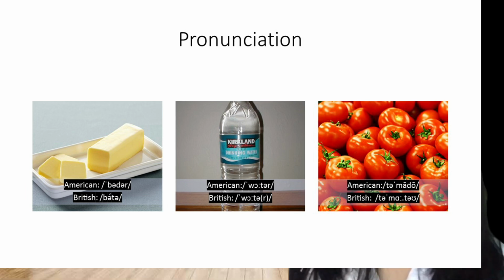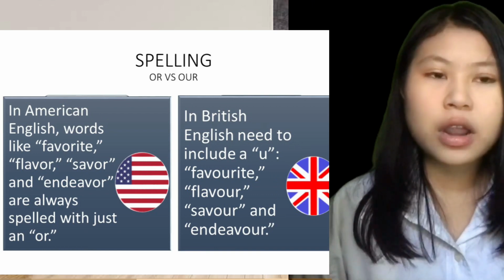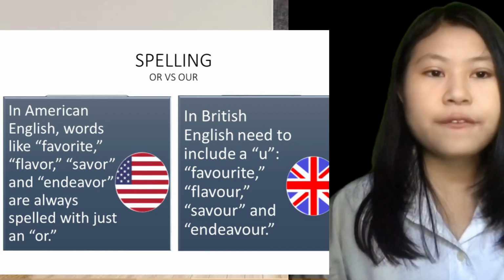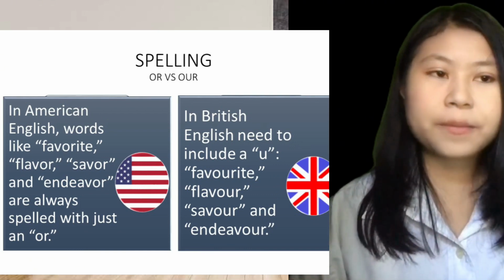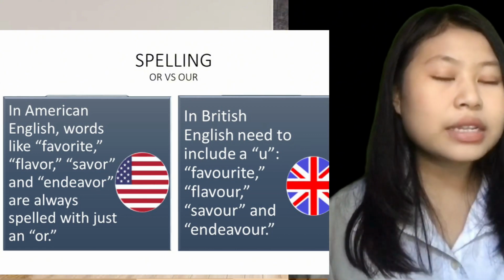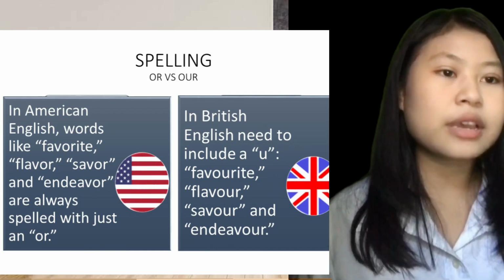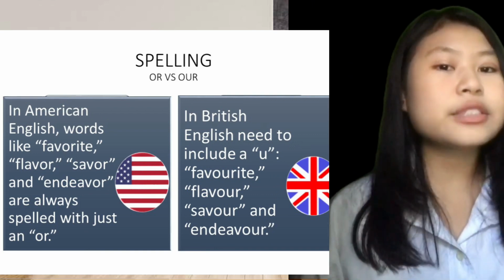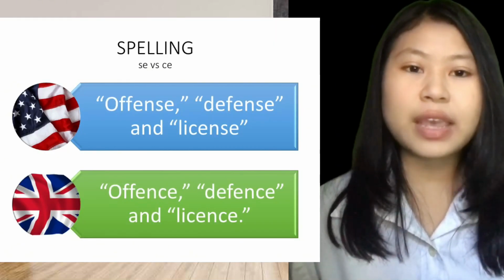Next, aside from the pronunciation variations we've gone through, British English and American English have different spelling conventions as well. Let's have a look at this. There are differences between the spelling of OR versus OUR. In American English, the words favorite, flavor, savor, and endeavor are all spelled with an OR. Meanwhile, in British, they include a U, so it becomes favourite, flavour, savour, and endeavour.